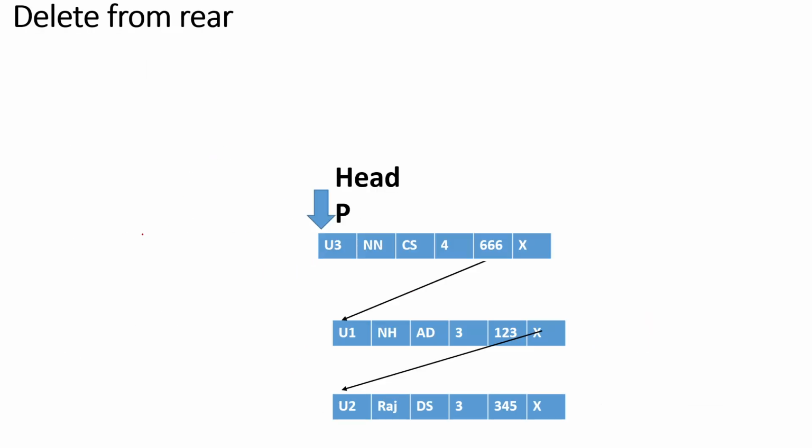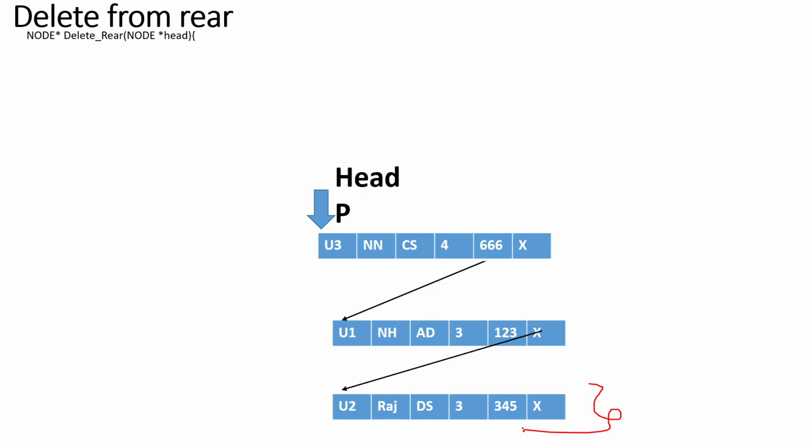If this is a linked list, I have drawn that in the vertical format. This is the first node. First node is having the address of the second node. Second node is having the address of the third node. Third node is the end, so it is storing null value. In this case, this has to be removed. This is the purpose. This is the intention.